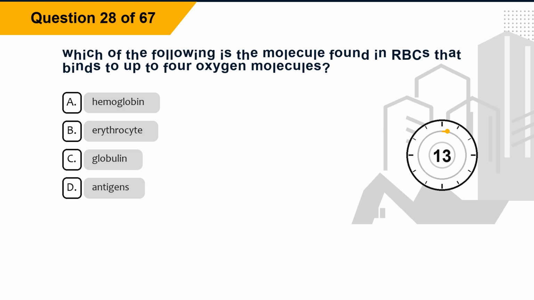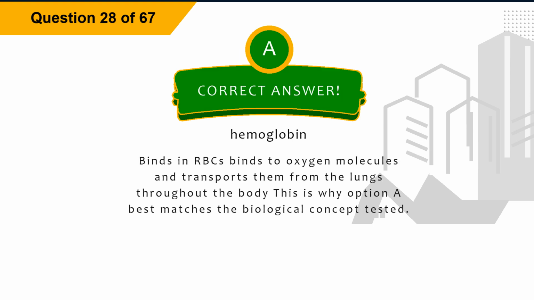Question 28. Which of the following is the molecule found in RBCs that binds to up to 4 oxygen molecules? Option A, hemoglobin. Option B, erythrocyte. Option C, globulin. Option D, antigens. The correct answer is option A, hemoglobin. Explanation. Hemoglobin in RBCs binds to oxygen molecules and transports them from the lungs throughout the body. This is why option A best matches the biological concept tested.